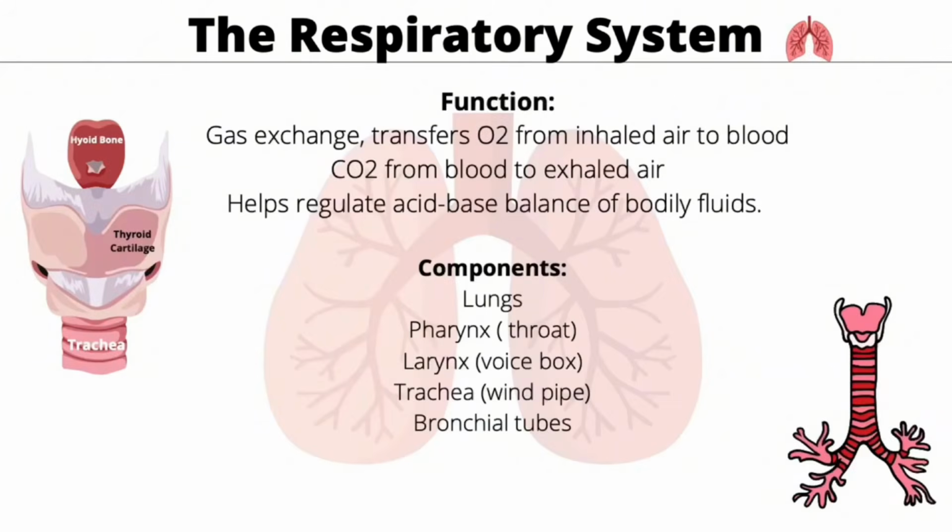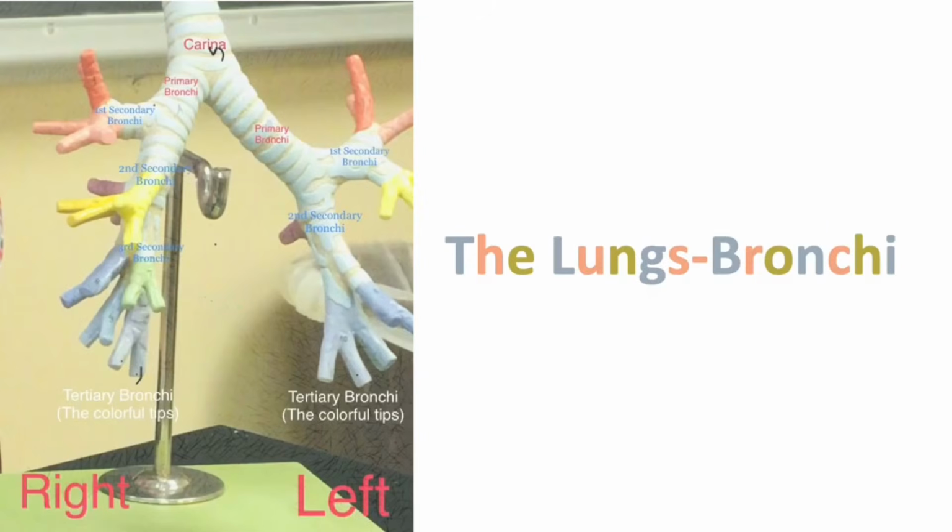The respiratory system. Its main function is gas exchange. It transfers oxygen from inhaled air to blood, where we take CO2 from blood to exhale. Basically, we're breathing in to get oxygen, and we're breathing out to get rid of CO2. It also helps with the acid-base balance of body fluids, and some components of the respiratory system are the lungs, the pharynx, the larynx, the trachea, and the bronchial tubes. Here's some basic anatomy of the bronchi, so just take some time to look over that.